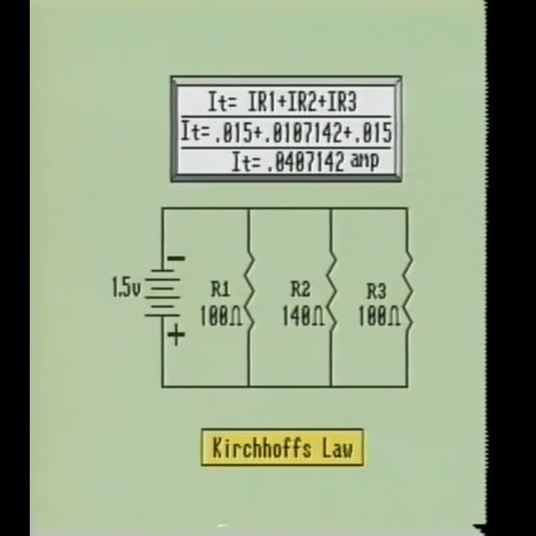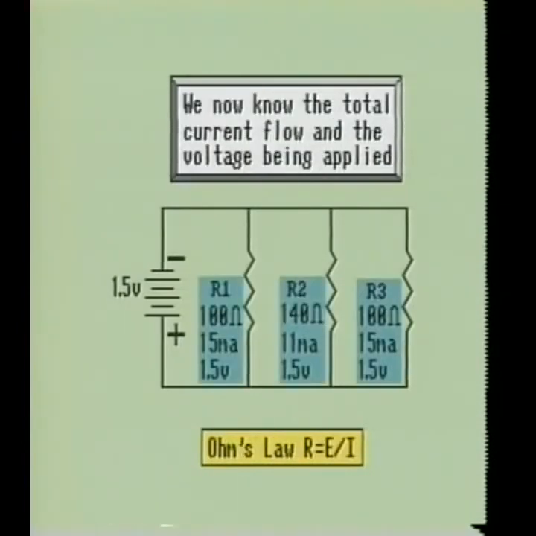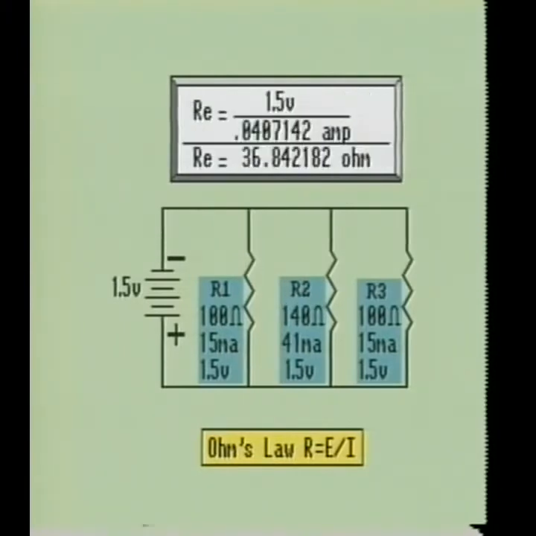Since we know the applied voltage and the total current flow through the circuit, we can calculate the total resistance of the circuit. To do this, we will use Ohm's law formula R equals E over I, or resistance equals voltage divided by current. When we divide 1.5 volts by the total circuit current of 0.0407142 amps, we show that the circuit has a total resistance of 36.842182 ohms. You should note the total circuit resistance is smaller than the smallest resistor in the parallel combination.